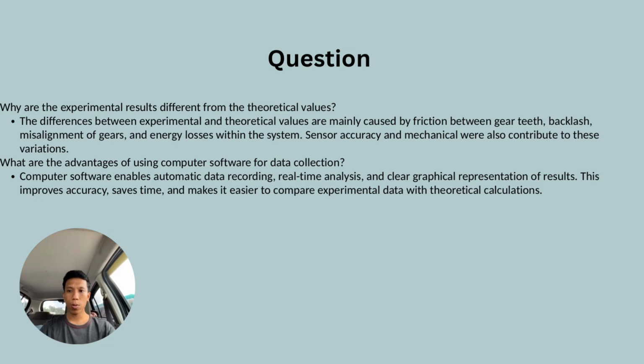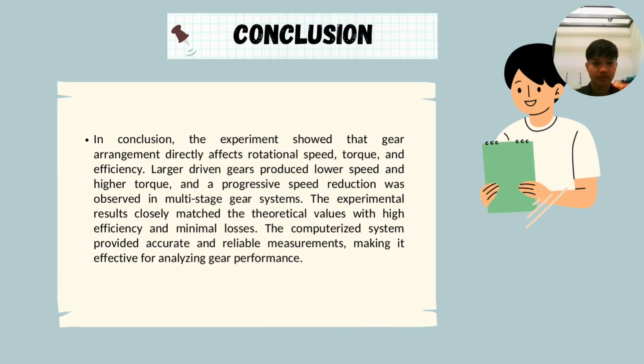For the next, what are the advantages of using computer software for data collection? Computer software enables automatic data recording, real-time analysis, and clear graphical representation of results. This improves accuracy, saves time, and makes it easier to compare experimental data with theoretical calculations.